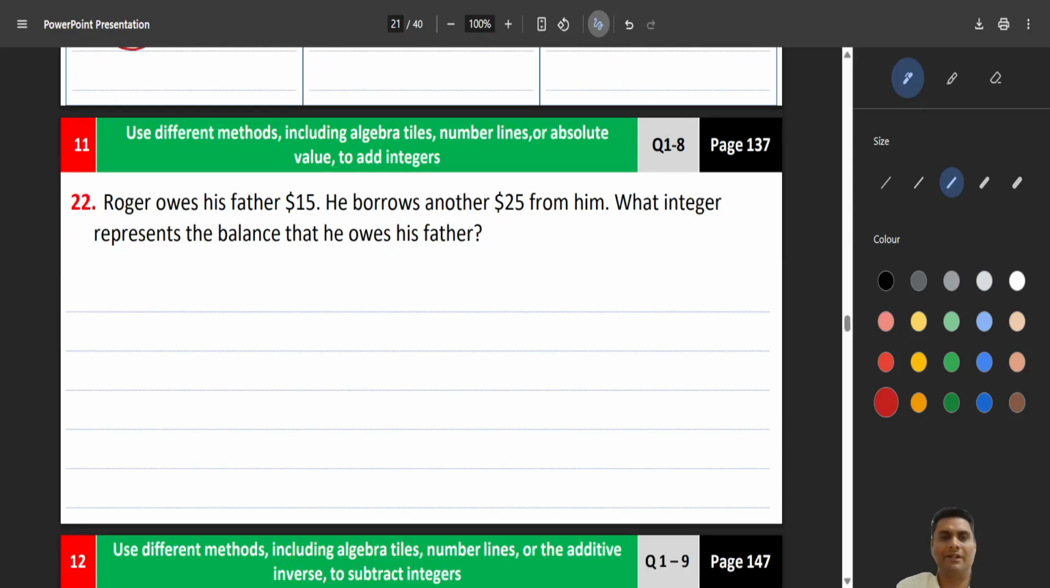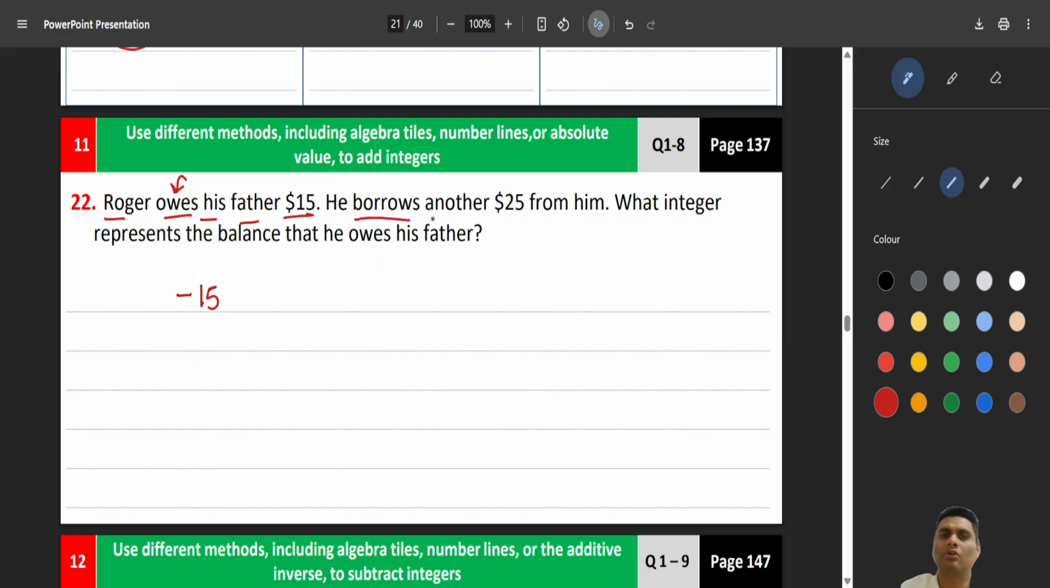Now on the same addition and subtraction, we have a word problem. You just have to read carefully and you can get the answer. Roger owes his father $15. Owes means you have to return this money. So if you are returning some money, you are giving away some money, so your own money is becoming more or less? It will drop down. It will go less, right? And less means minus. So he owes his father $15, meaning minus 15.